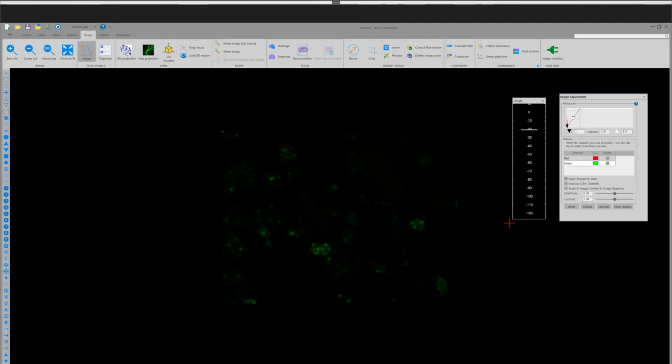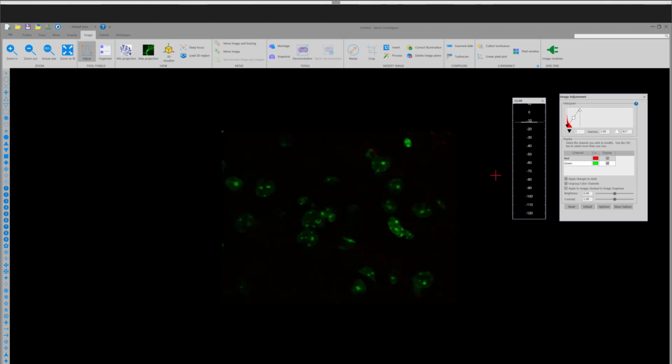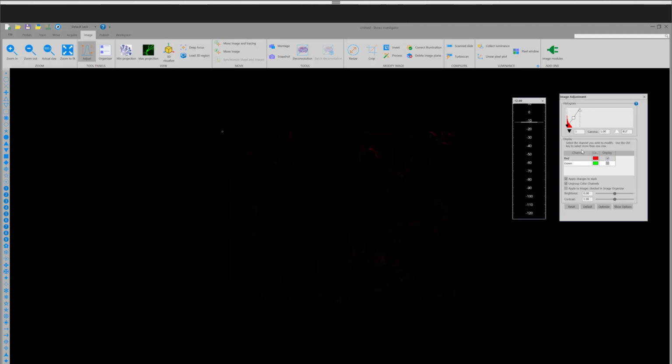And notice that this confocal stack has two channels, red and green. So there's some red fibers. We can look at one channel at a time. So I'm going to turn off the green channel. And now we're only looking at red.